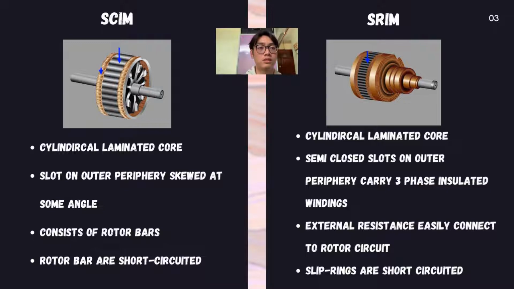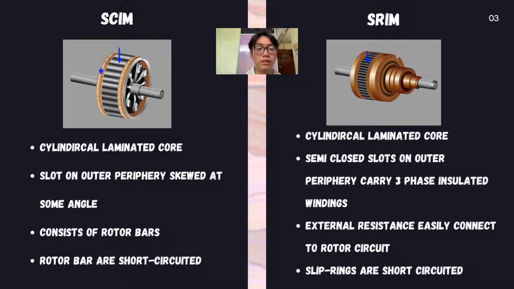And for the slip ring, it has semi-closed slots on the outer periphery that carry three-phase insulated windings, and the external resistance can easily be connected to the rotor circuit through the slip ring brushes. The external resistance is useful to control the speed of the motor and the starting torque of the three-phase induction motor. And the external resistance is used for starting purposes only.